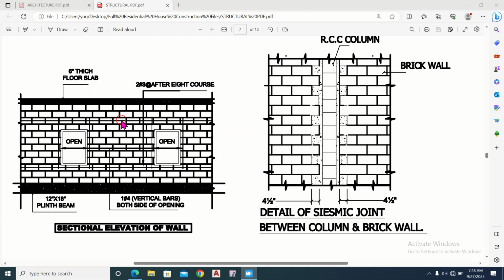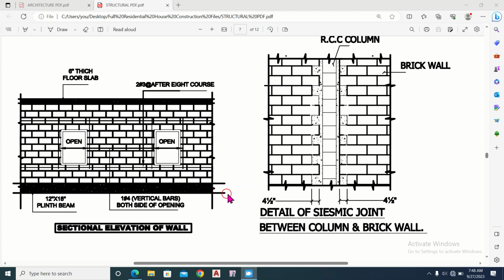This basically restrains the movement and improves the load carrying capacity of the brick wall. So this was the sectional elevation of the wall.